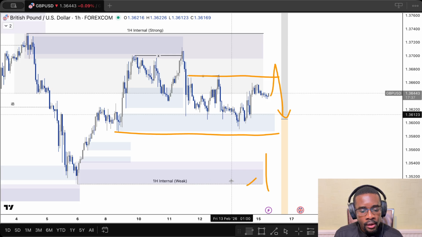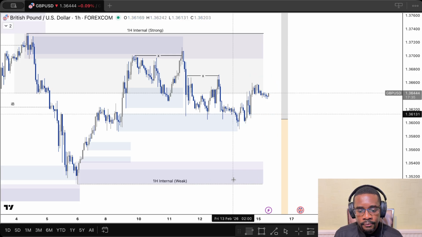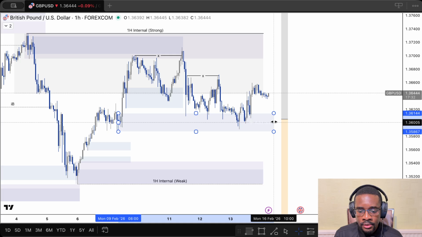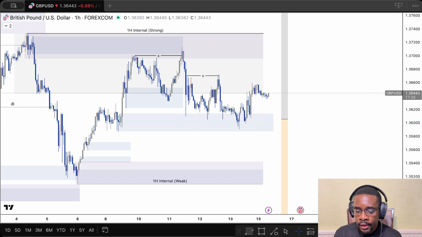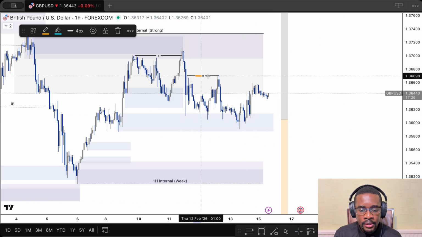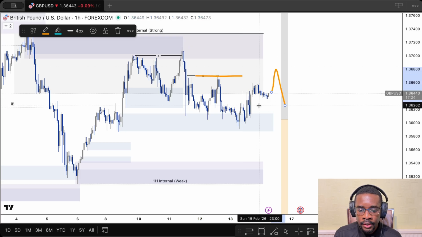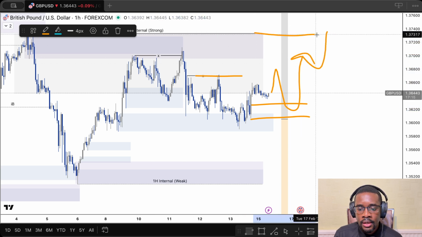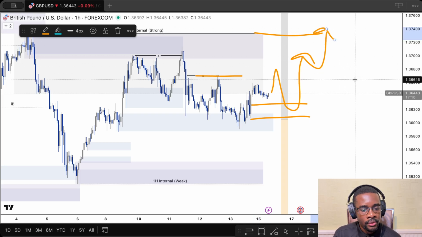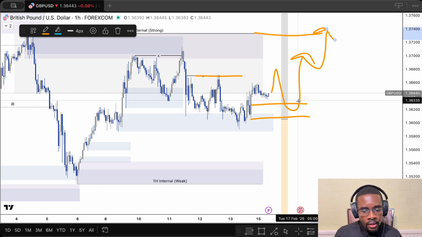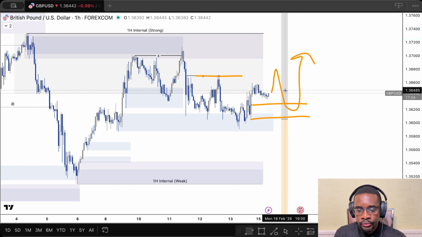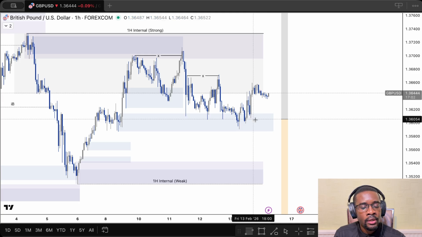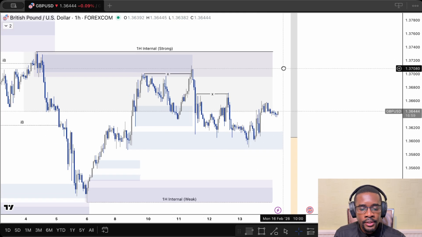If not, because this is still being respected, we may see price take out this, and then come back into the range, maybe at a newly created demand area, and continue bullish before it finally takes out this area, to realign with the 4-hour and the daily, which are bullish. So I think that's the outlook for today, and we'll see going forward what else is presented.